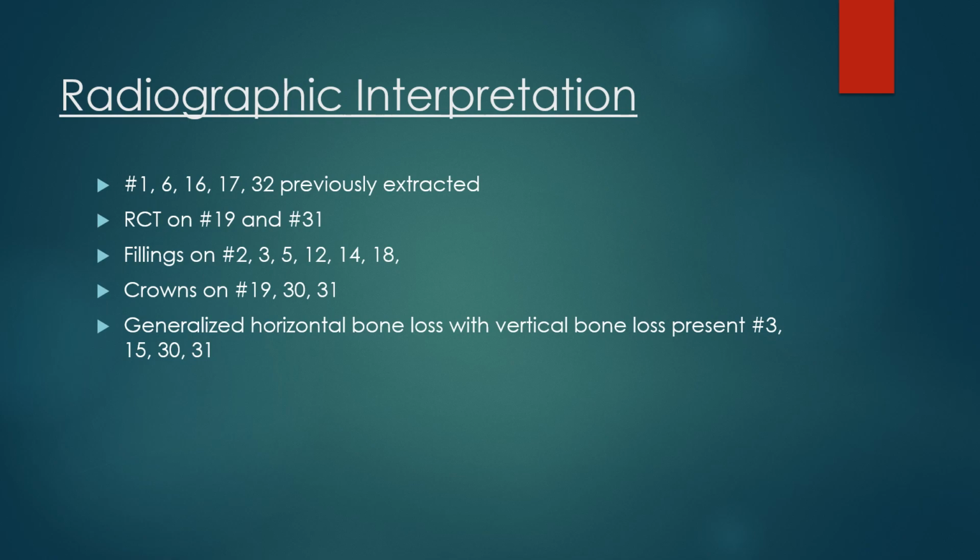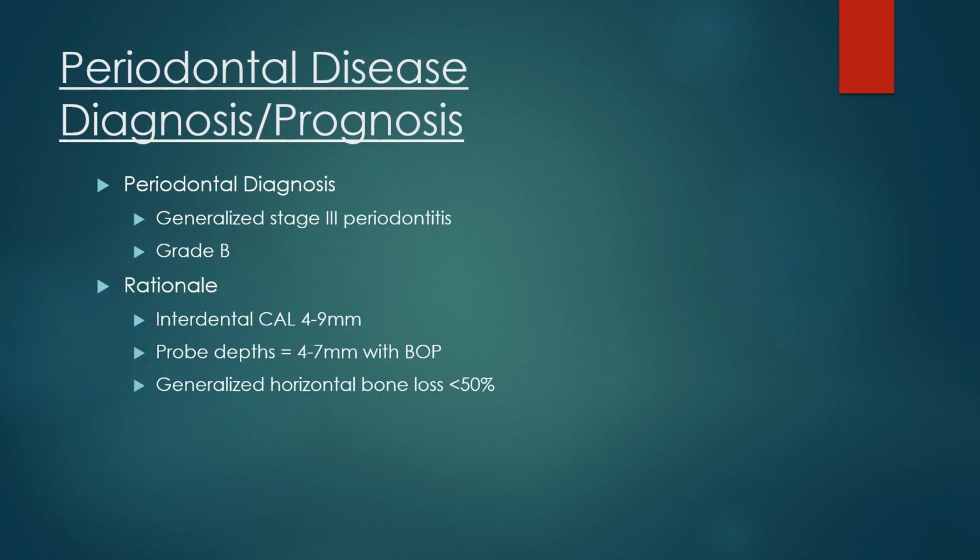The diagnosis of his periodontal disease is stage 3 periodontitis that is grade B. The rationale behind the diagnosis is an interdental CAL of 4 to 9 millimeters present with probing depths of 4 to 7 millimeters with bleeding on probing and generalized horizontal bone loss that is greater than 50%.